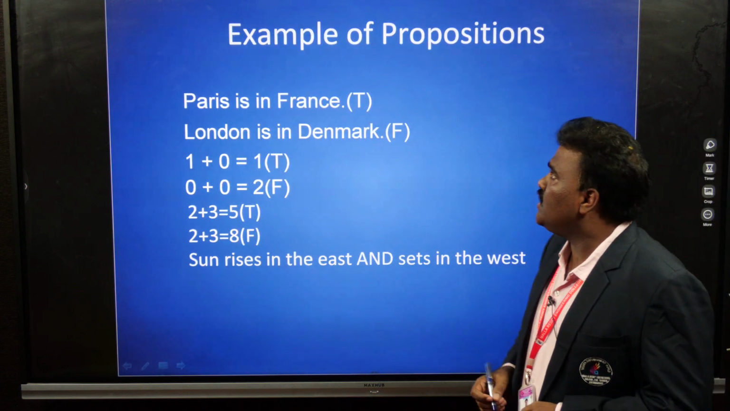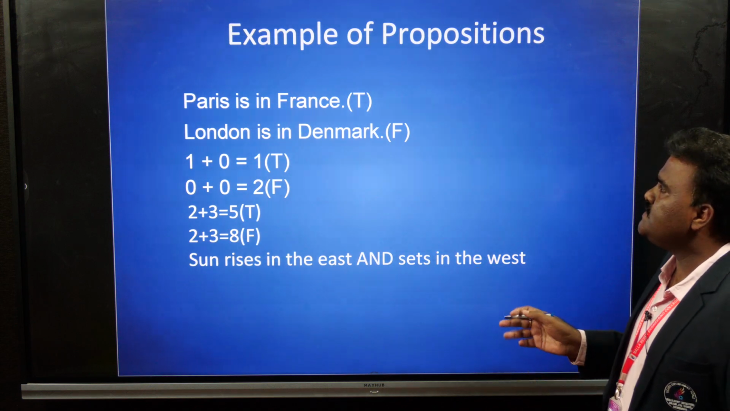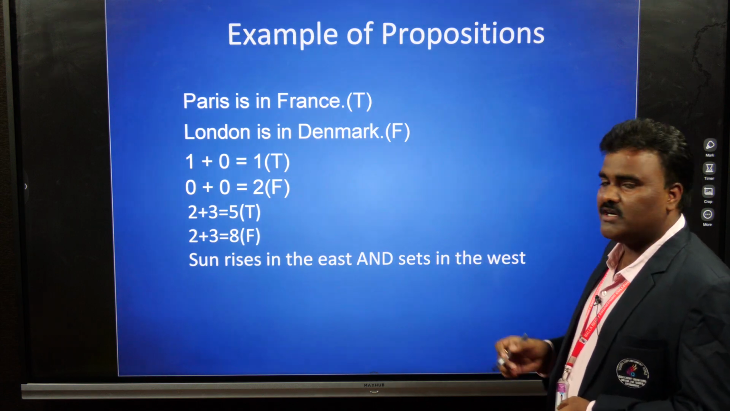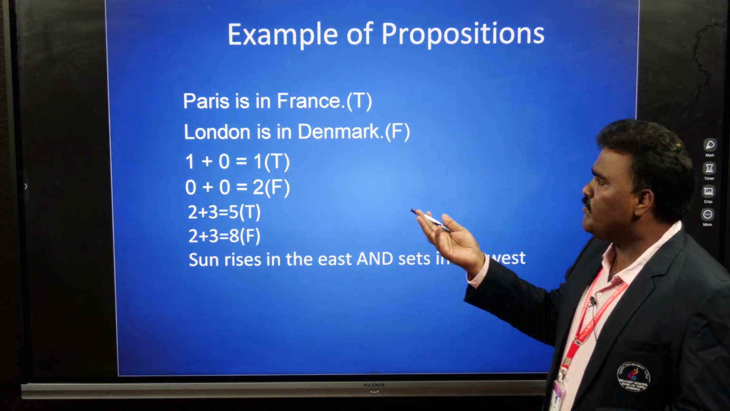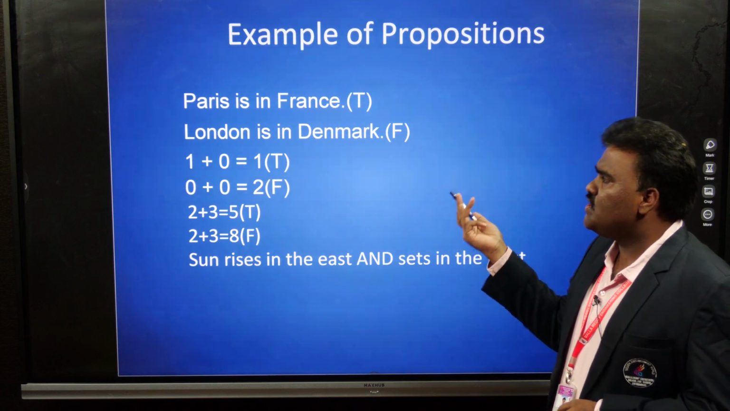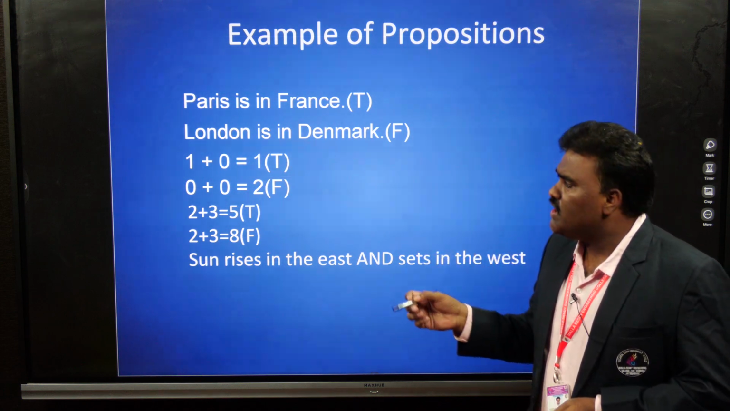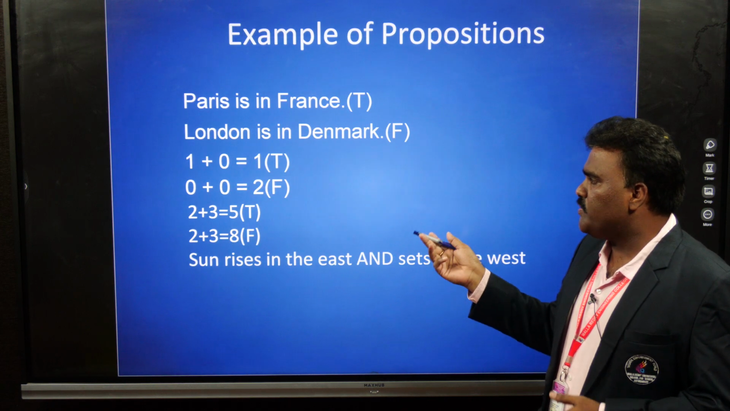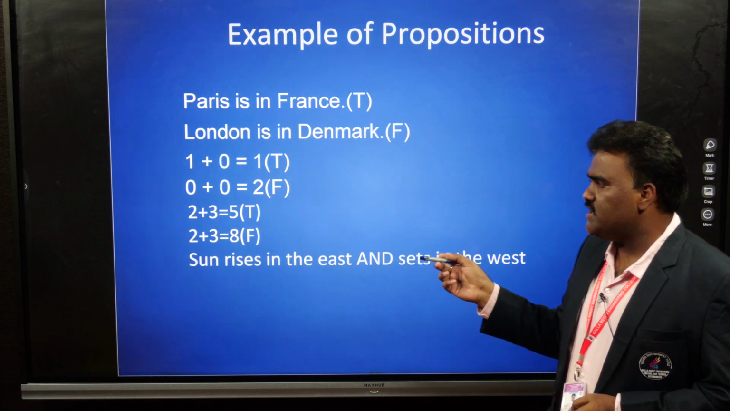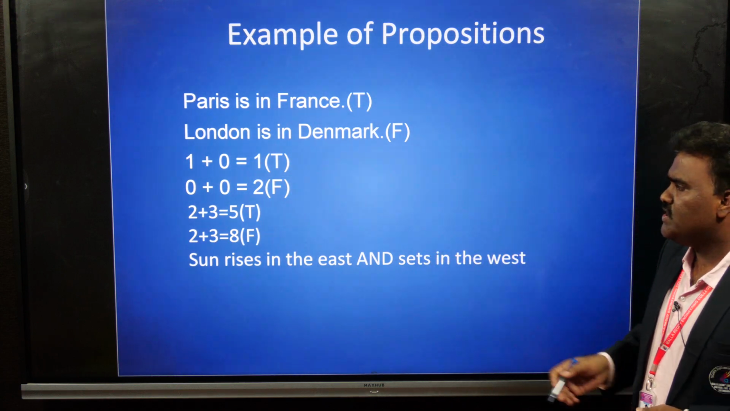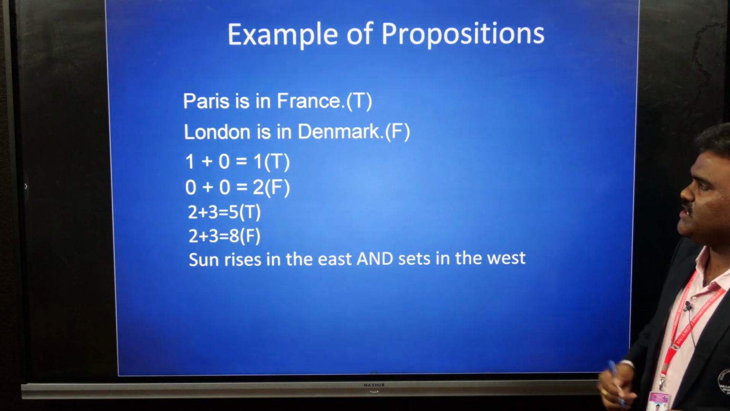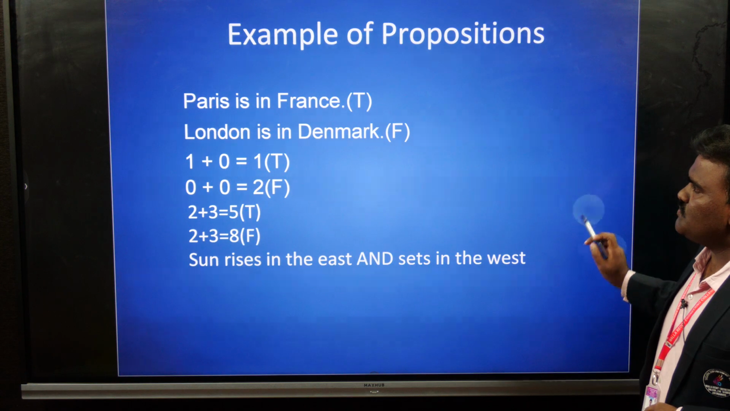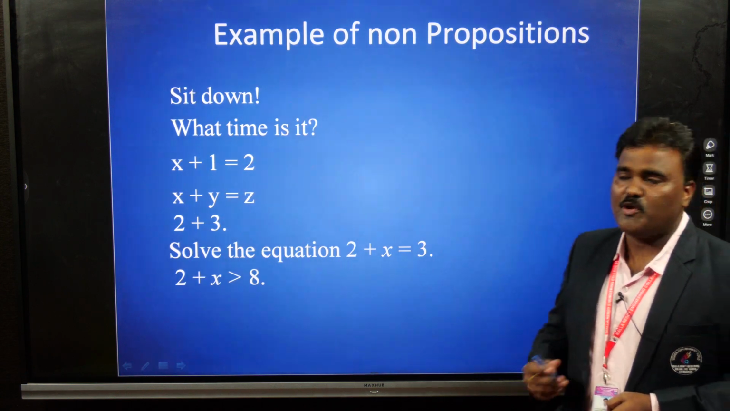So for example, of propositions: Paris is in France, which is a true statement. London is in Denmark, which is a false statement. Similarly, 1 plus 0, if you take binary numbers, always gives 1, that is true. 0 plus 0 always gives 0, that is false. Next, 2 plus 3 is 5, that is true. 2 plus 3 is 8, that is also false. In that way we can write the statements. Sun rises in the east and sets in the west. Those are also examples of propositions.